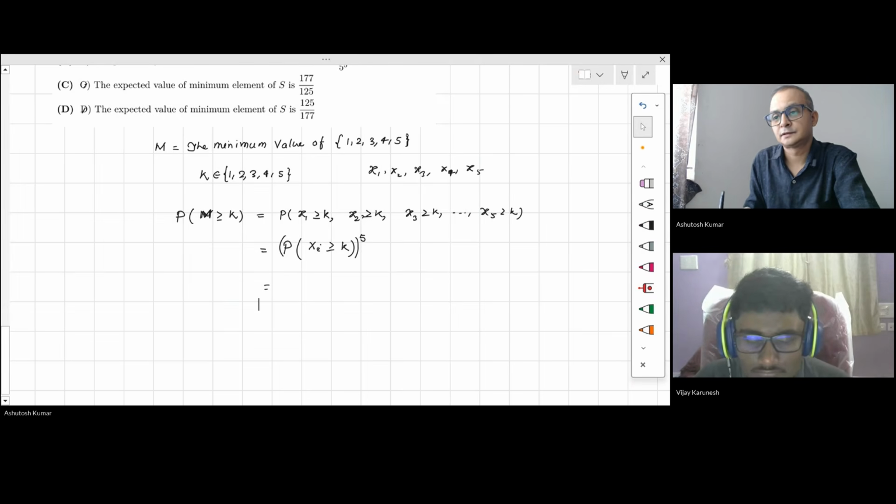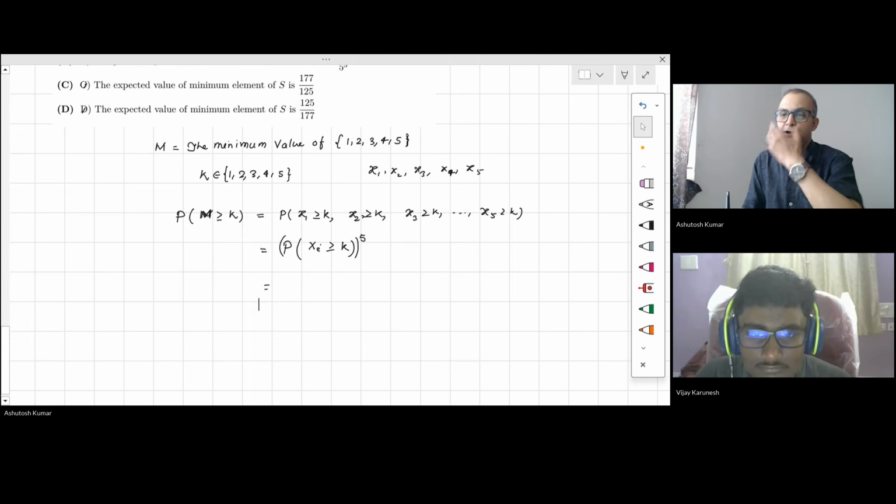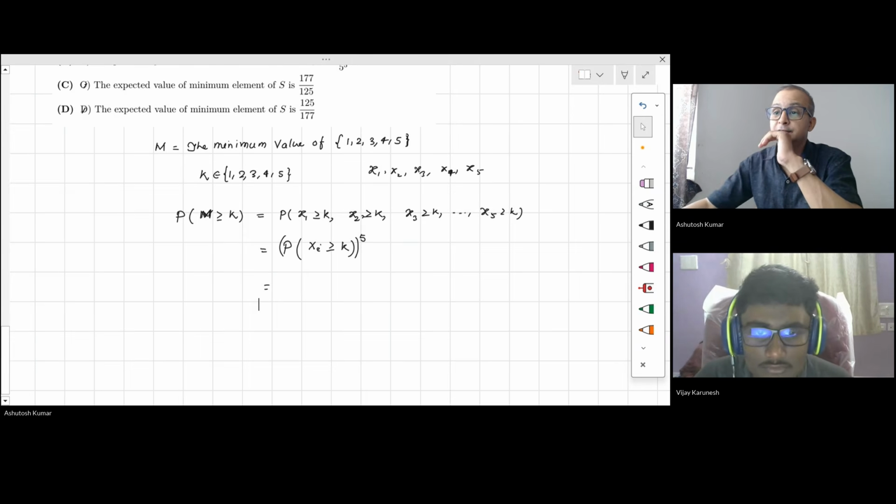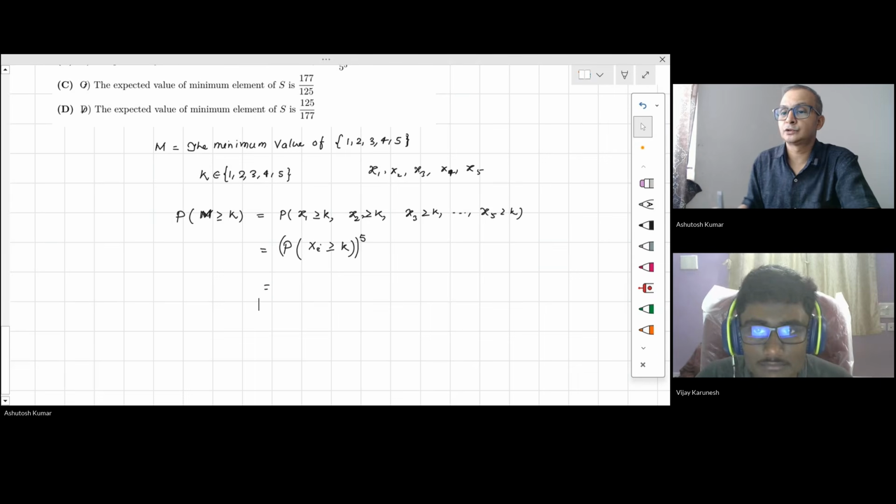Number of integers in the range of 1 to 5, what are those? 5, sir. But if I say number of integers in the range 1 to 5 greater than any k, 5 minus k. 5 minus k, greater than or equal to, they're asking.